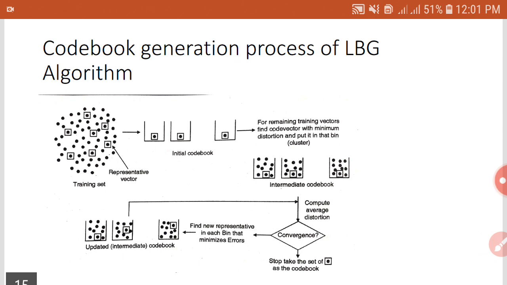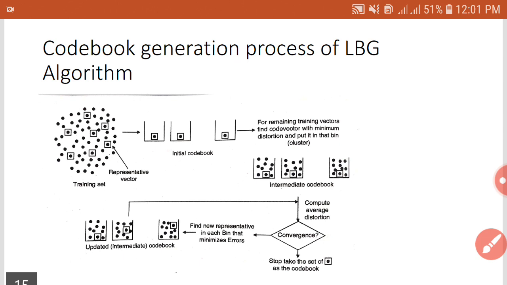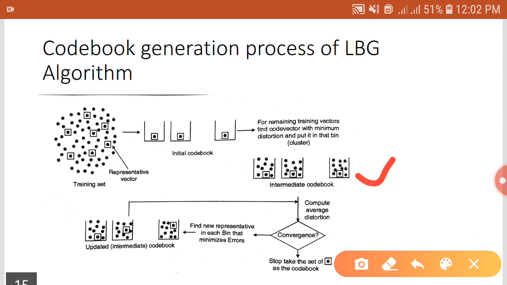Now for the remaining training vectors, the code vector which has minimum distortion is found, and then the training vector is put in that bin or cluster. So the intermediate codebook will look like this. For each training vector you have to find out which representative vector has minimum distortion. So place the training vector in that representative vector's bucket or cluster. So this is the initial intermediate codebook.